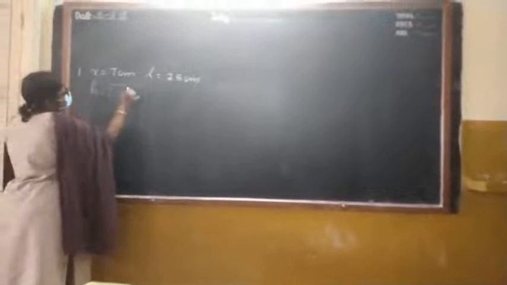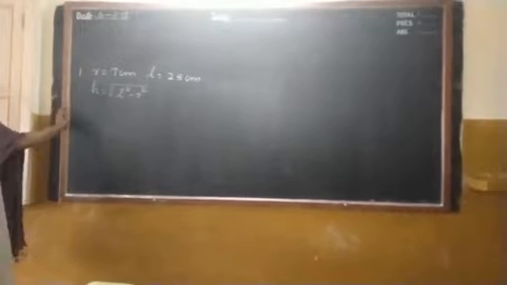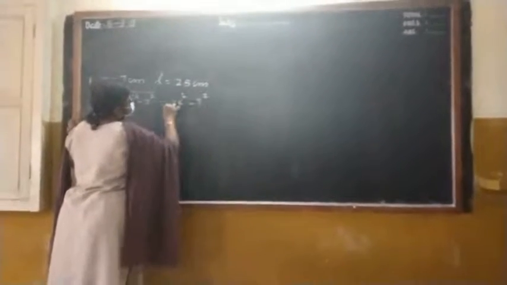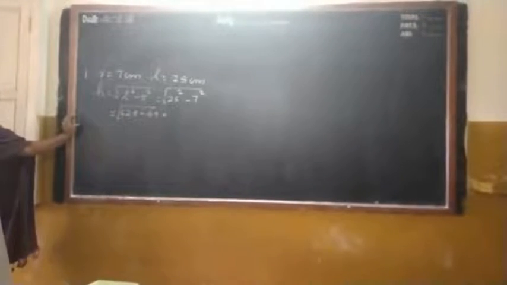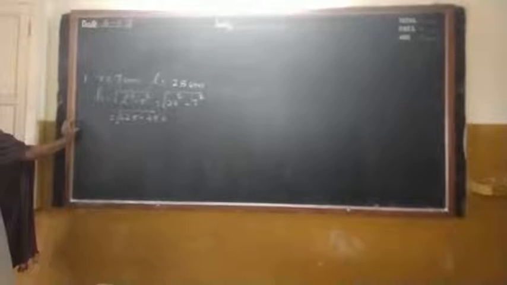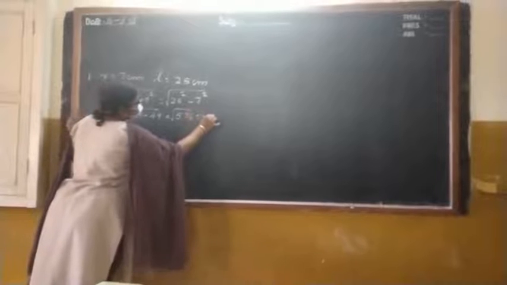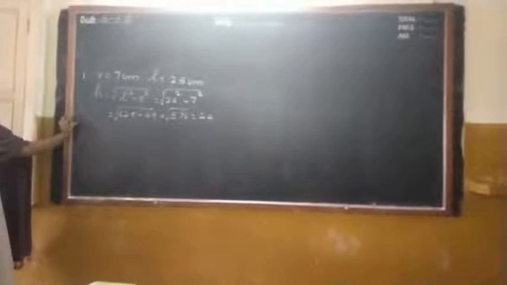H is equal to square root of L square minus R square. Okay. So it will be 25 square minus 7 square. 25 square, 625 minus 49. What will come? 576. So root of that one is equal to 24. Okay. So H you got 24.